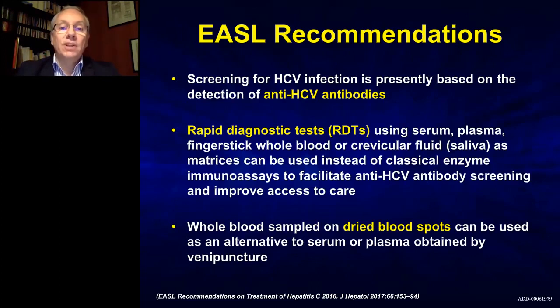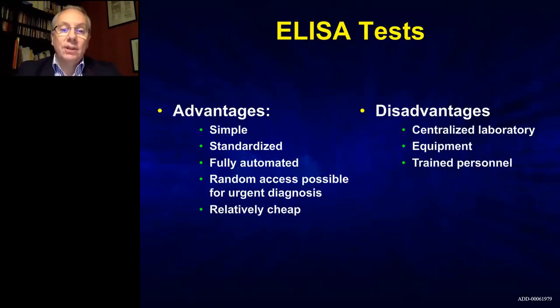And you can see here 3 different kinds of tests, which I would like to discuss now more into detail: enzyme immunoassays, rapid diagnostic tests, and dried blood spots, which all are extremely helpful in the different populations indicated by the WHO guidelines for screening of HCV infection. First, the ELISA tests. The ELISA tests have many advantages. They are simple, they are standardized, they are generally fully automated, and it's possible to have random access for urgent diagnosis, meaning that you can stop the series you're performing to include one sample that must be urgently tested, and they remain relatively cheap, not very cheap, but relatively cheap.